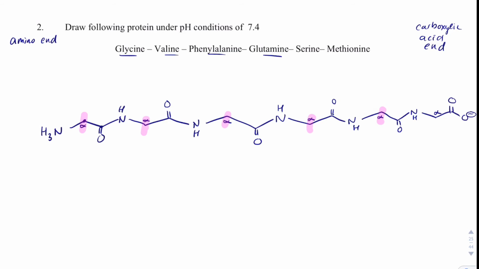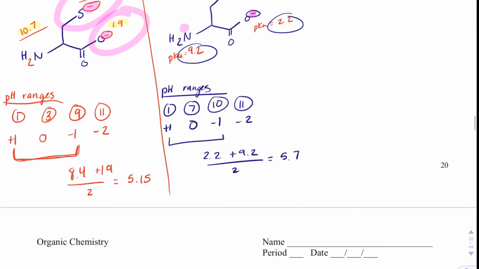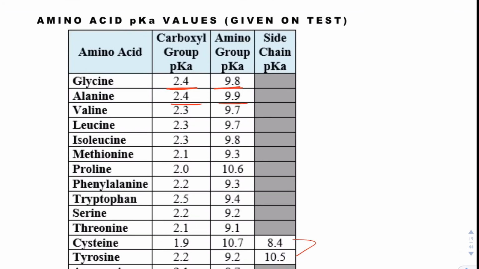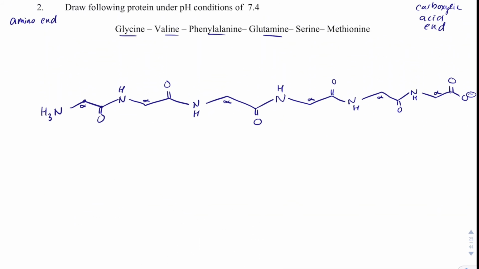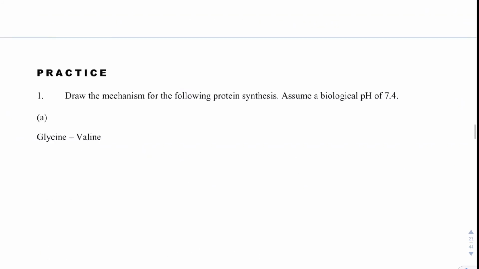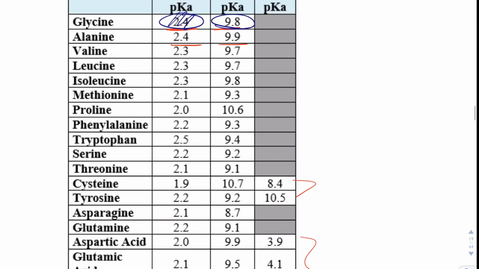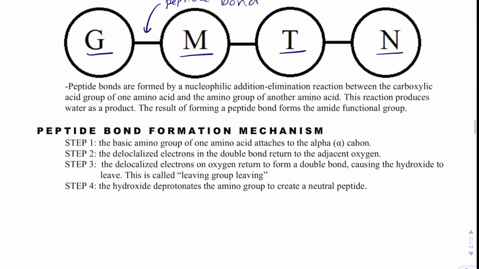Okay. Now, I haven't even bothered with pKa's at all. So, what I'm going to do is look at glycine, and I'm going to have to worry about 2.4 and 9.8. I don't have a carboxyl end in glycine since it's my first one on the left. I just have a 9.8 for my amino group.